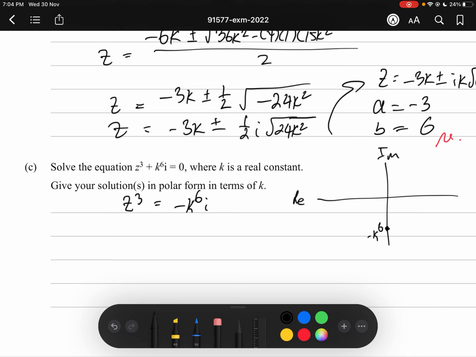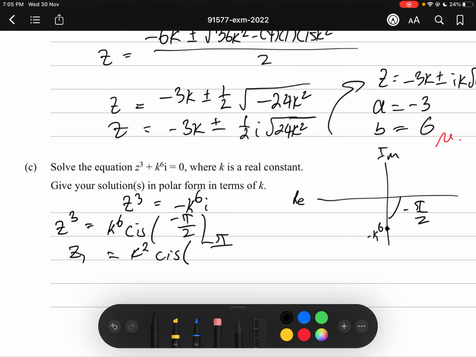So to write this in cis form, we can take note of the argument. The argument here is negative pi over 2. And the modulus, the length, is k to the power of 6. So z to the power of 3 is k to the power of 6 cis of negative pi over 2. Alright, let's take the third root on both sides. So we have z1 equals k squared cis of negative pi over 2 divided by 3, so negative pi over 6. That's our first solution.